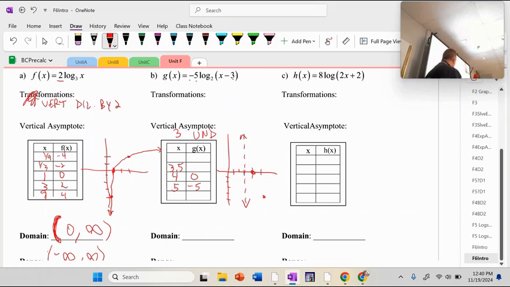All right? So log base 2 of a half is -1. -1 times -5 is 5.